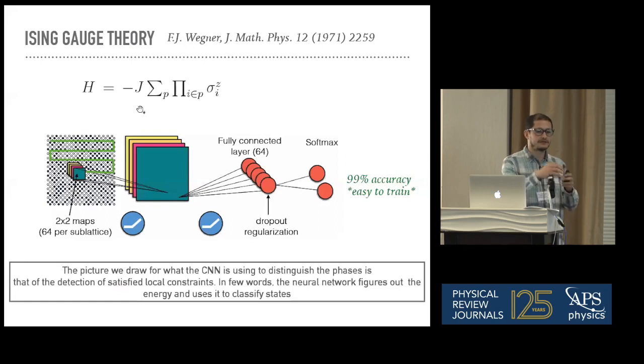So 2x2 is enough because they cover those plaquettes. Yes. It's easier to train, right? Because it has just enough information to do it.